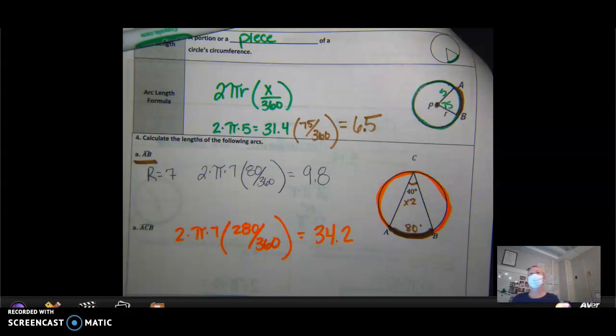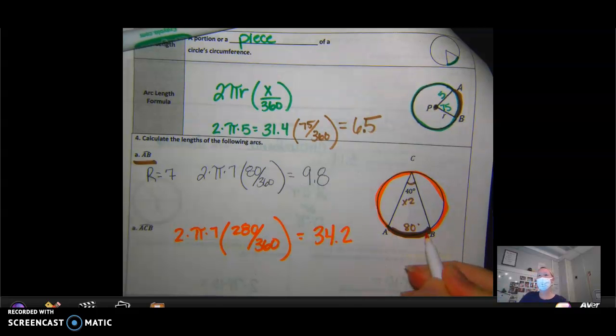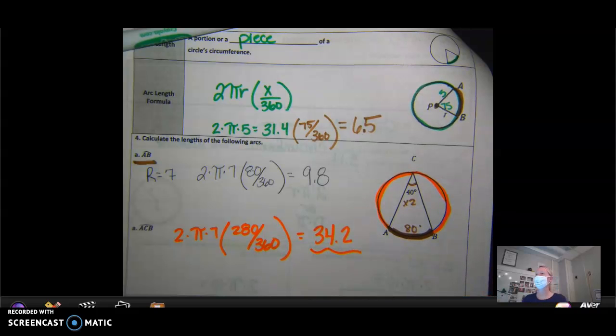Okay. The second way you could have done this, guys, is you could have just found 2 times pi times 7, and it's 43.9. That's the whole circumference, right? But then couldn't I have just subtracted off the brown piece that we found already of the whole circumference to find this guy? That would have been the second way that you could have found that.